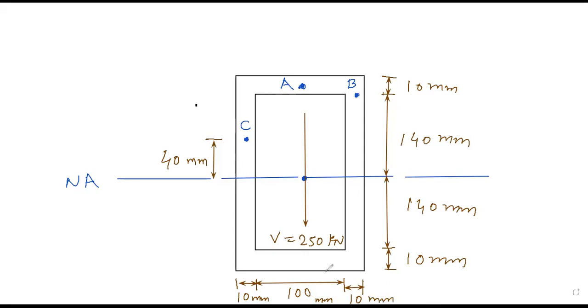mm. Okay, this is the box section given, rectangular box section. Shear force is given 250 kN and the dimension of the box section is given. We have to find out the shear flow q acting at points A, B, and C. Location of A is given. B and C are also given.